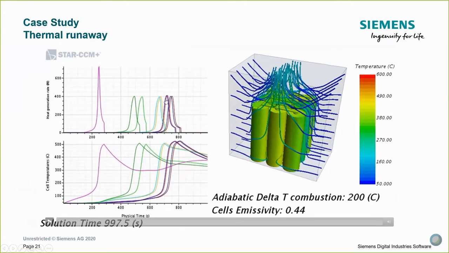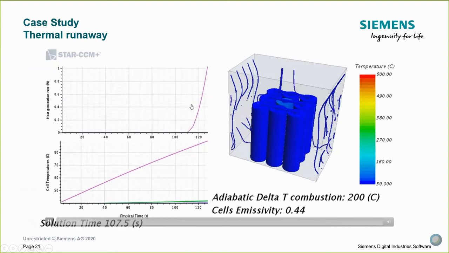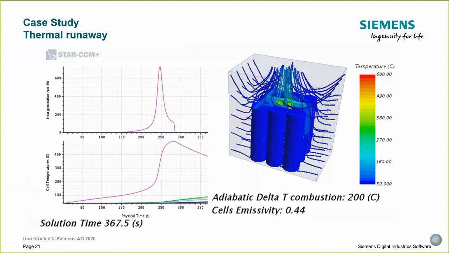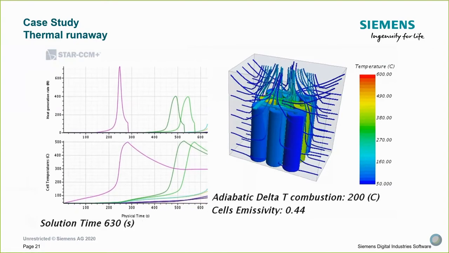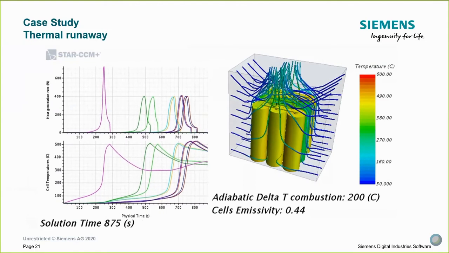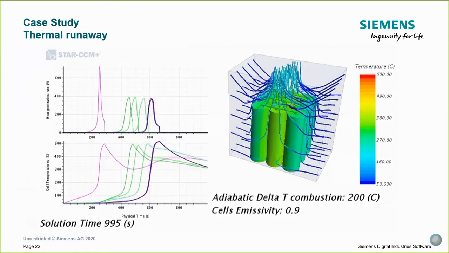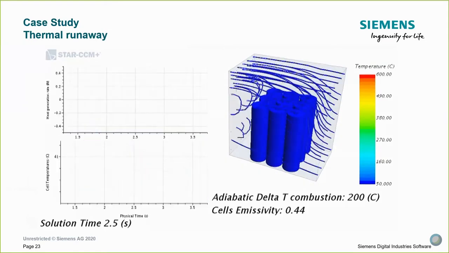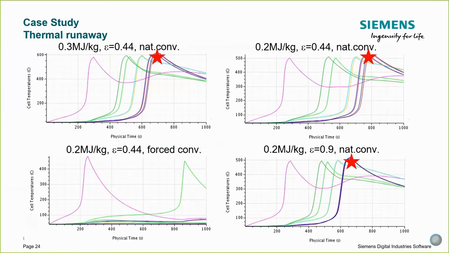But if I use forced convection, I could see the peak temperature is no longer at 800, but around 700-ish. And I could reduce that a little further. Probably it will become clearer in the next slide where I show the summary of all of them. So here's the case for a forced air convection.